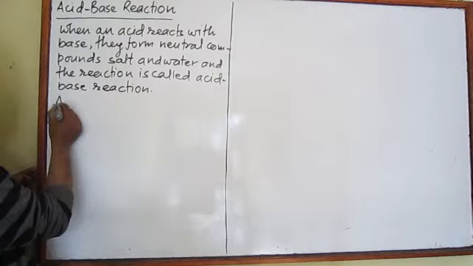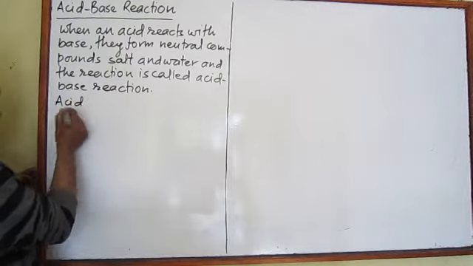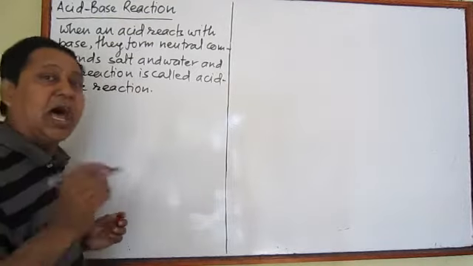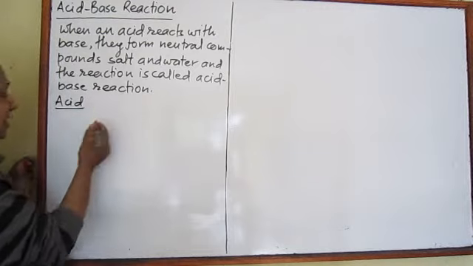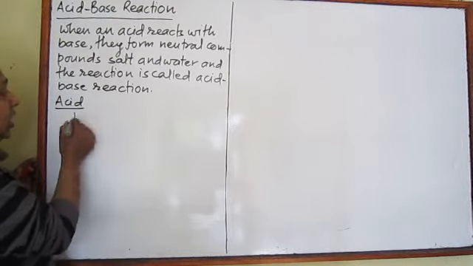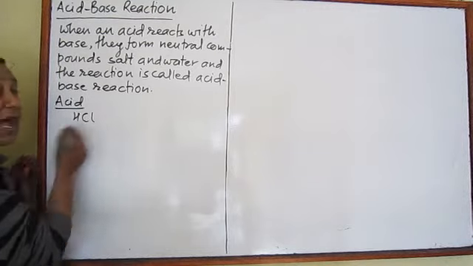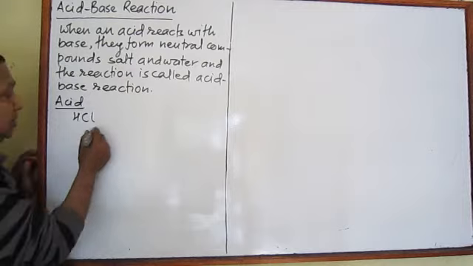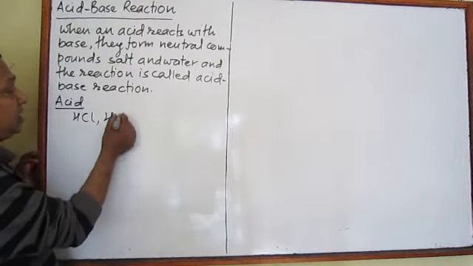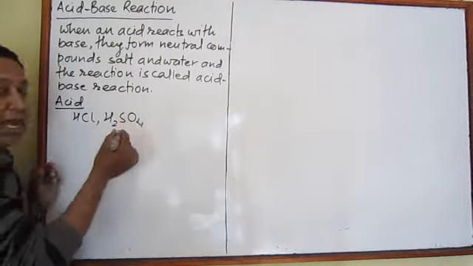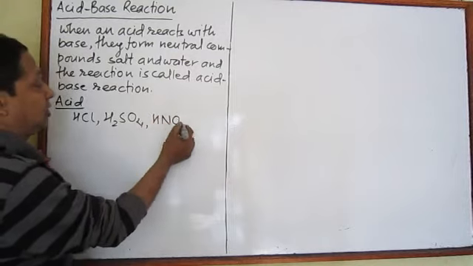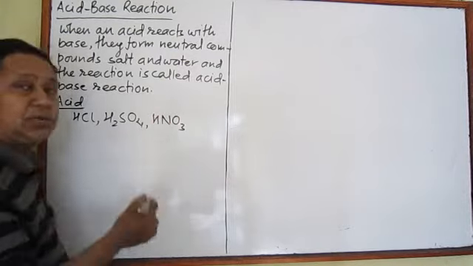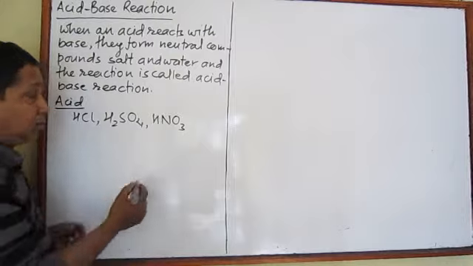How to recognize acid? Acids are the compounds which give hydrogen ion in aqueous solution. And there are some examples. Look at this. Hydrochloric acid, it gives hydrogen ion when dissolved in water. And sulfuric acid, H2SO4, it gives hydrogen ion. In the same way, nitric acid, HNO3. These three acids are widely used in laboratory and other sectors also.